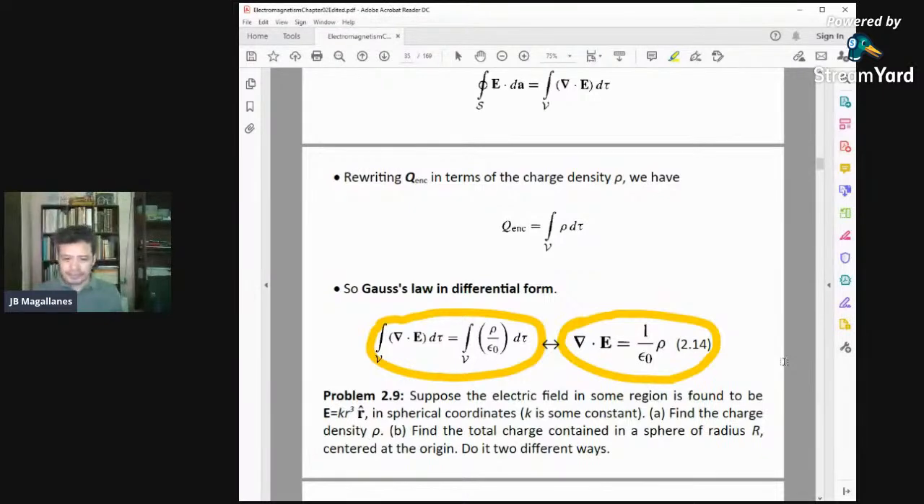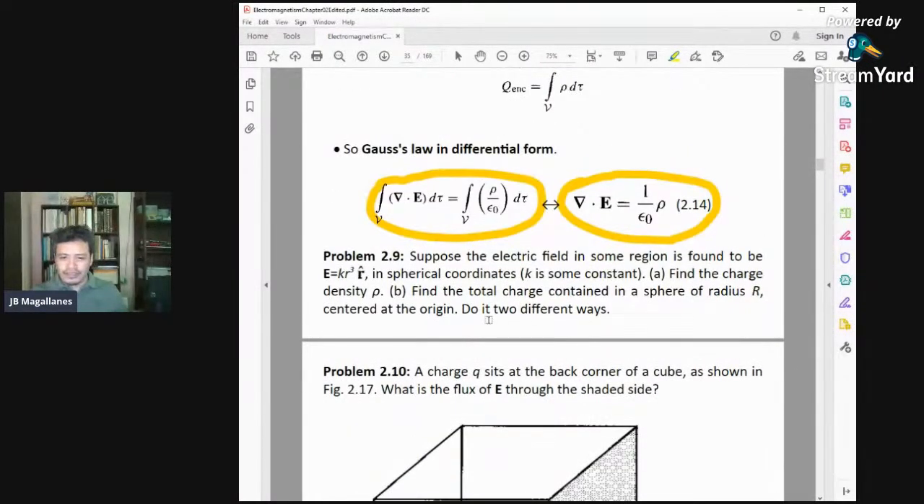So there's a problem here. Suppose the electric field in some region is found to be E equal to k r cubed r-hat in spherical coordinates, where k is some constant. Find the charge density rho. You would use this formula to solve it. Problem 2.9: find the total charge contained in a sphere of radius r centered at the origin. Do it in two different ways. I hope you can do that on your free time.